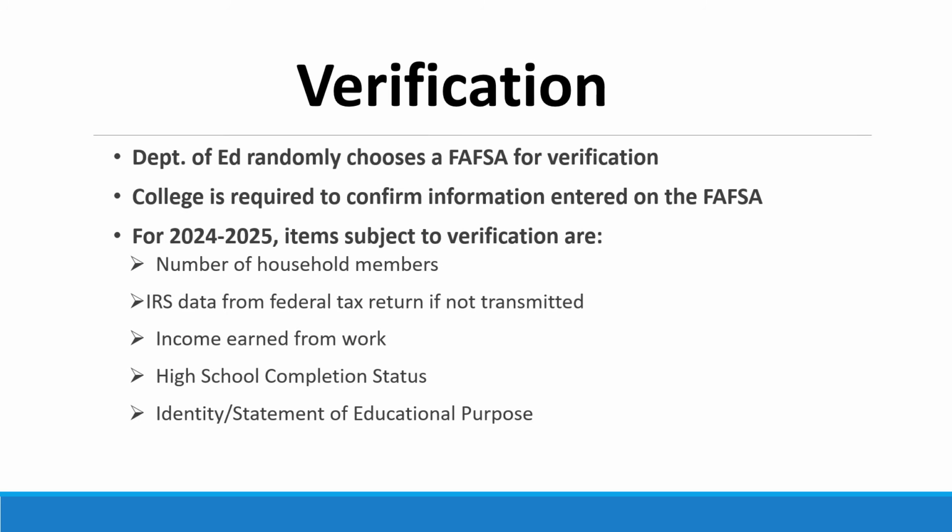Anybody who submits a FAFSA may be chosen for verification. This is the process where the Department of Education randomly chooses a FAFSA and then requires that the college confirm the information entered on the FAFSA. So what can be verified? The number of household members, any IRS data from the federal tax return if it's not transmitted, if you were unable to use the direct data exchange, any income earned from work, a high school completion status, or an identity statement of educational purpose.